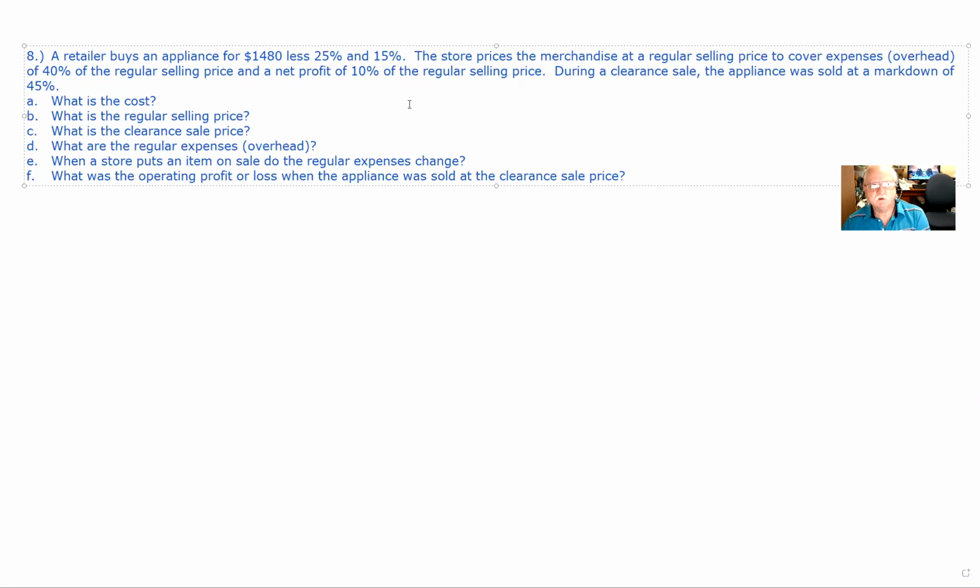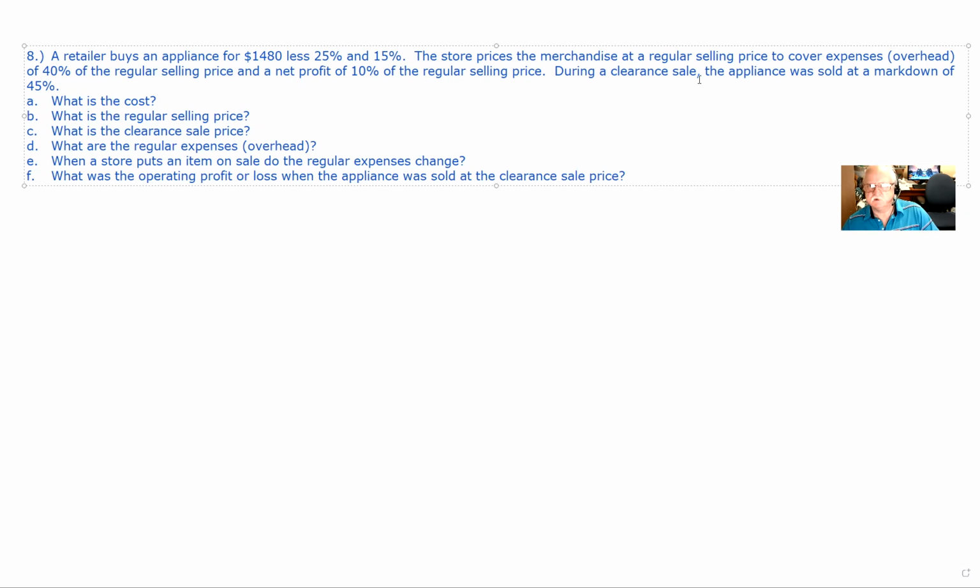A retailer buys an appliance for $1,480 less 25% and 15%. So we've got to deal with those two trade discounts. The store prices the merchandise at a regular selling price to cover expenses, sometimes called overhead, of 40% of the regular selling price and a net profit of 10% of the regular selling price. So we're going to use those pieces of information to get the regular selling price.